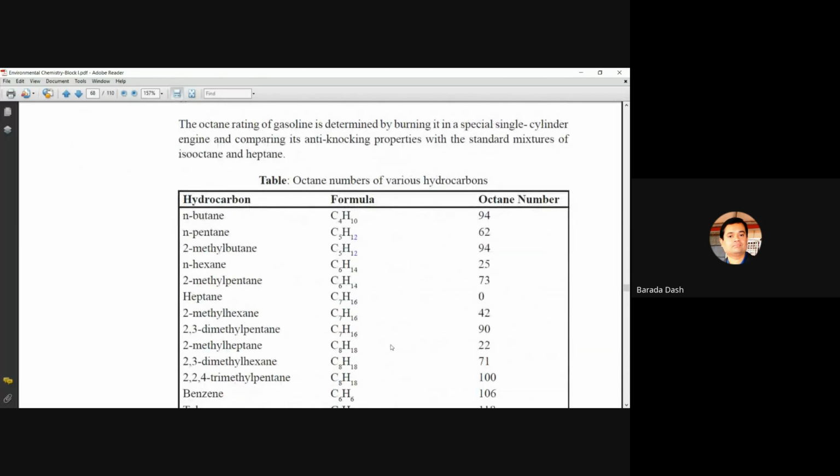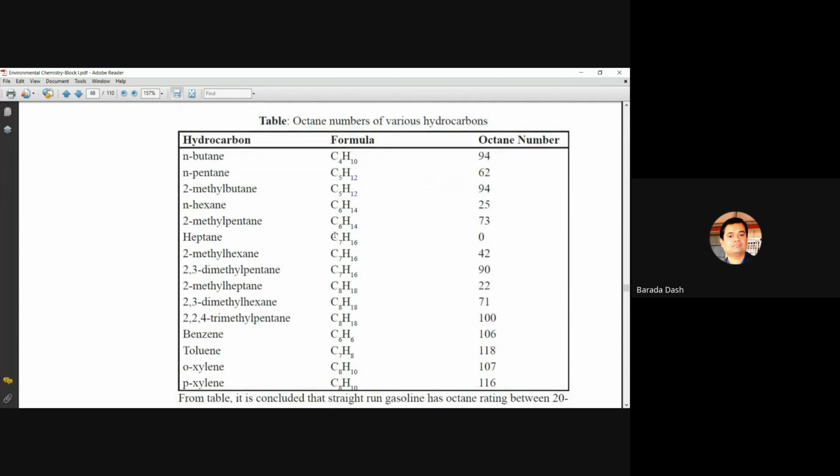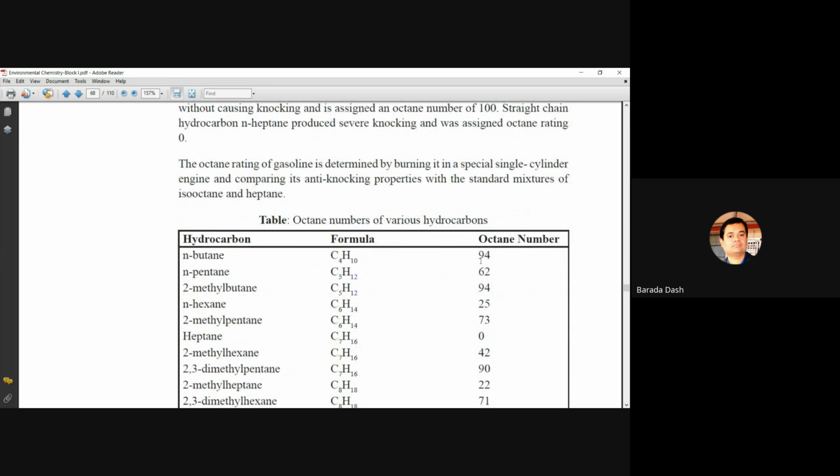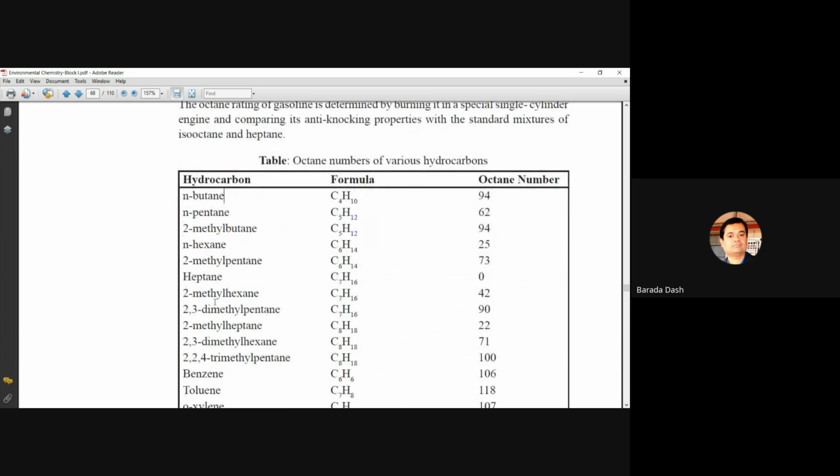So, the octane number of various hydrocarbons. Gasoline is a mixture of a number of hydrocarbons: n-butane, n-pentane, n-hexane. The octane number means how much energy they produce. The higher the octane number, the higher the energy they produce. The smaller the hydrocarbon, the higher the octane number. As the size increases, the octane number gradually decreases, but there is slight variation.